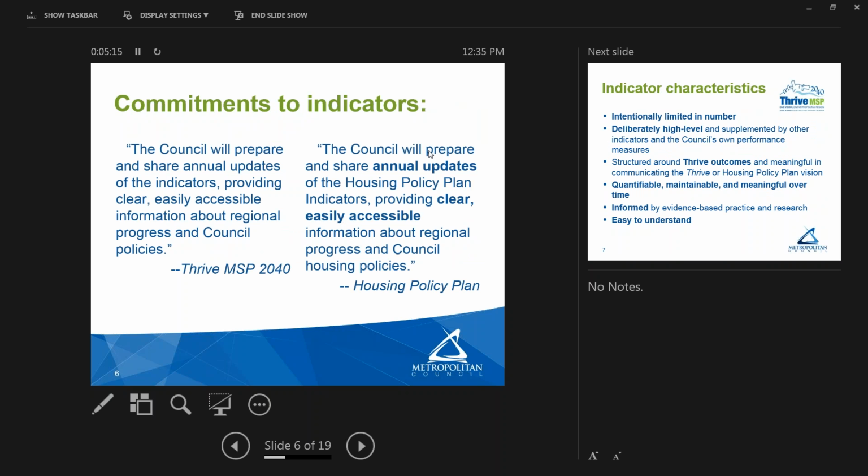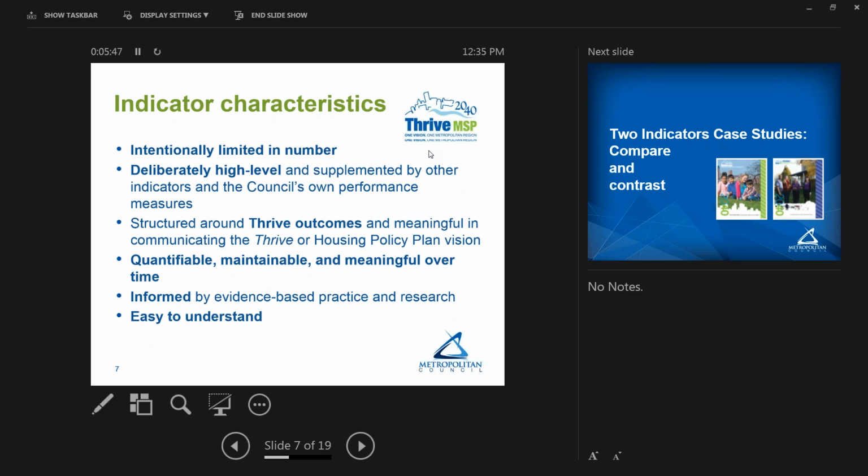And then in the Council's Housing Policy Plan, which functions as the next layer of planning underneath Thrive, along with the Transportation Policy Plan, the Regional Parks Policy Plan, and the Water Resources Policy Plan, both of these documents have explicit commitments that indicators, both developing them and monitoring the progress and paying attention to them over time, is part of overall plan implementation. So that's how we got into this conversation.